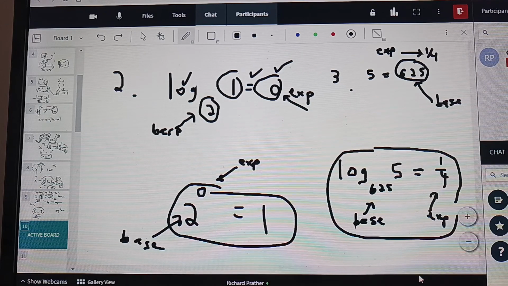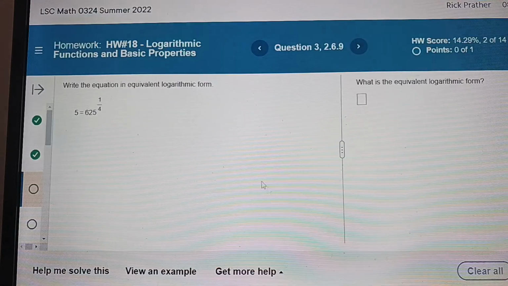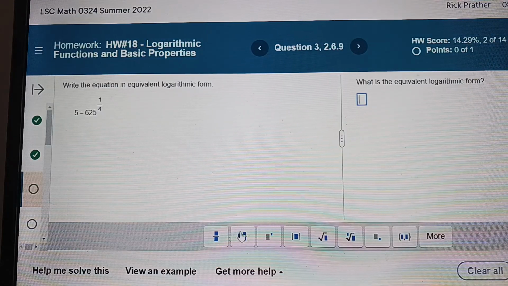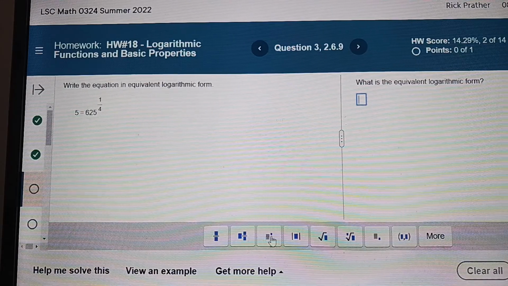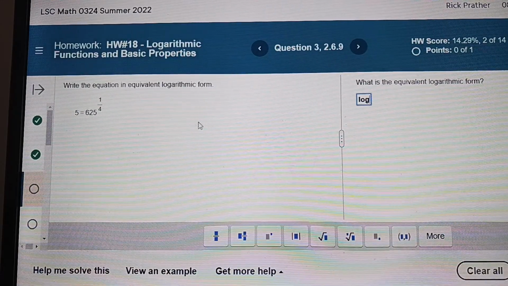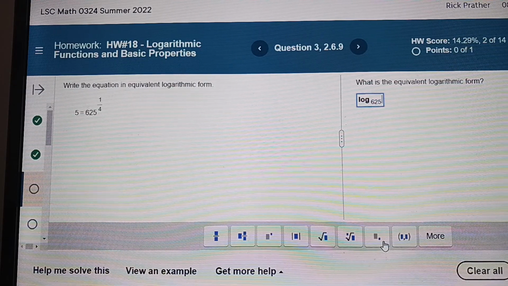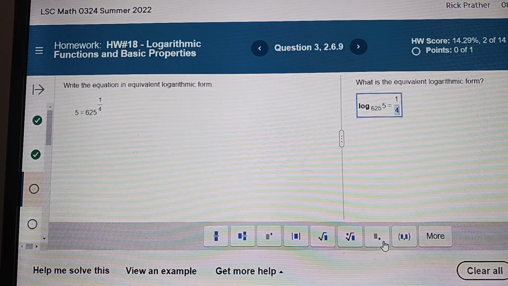So again, you're not solving anything. You're just trying to write this in an equivalent format. Log base 625 of 5 equals 1/4. Sometimes they have a LOG button down here, but I think you can just type LOG, and then you need a subscript. You know how you have this exponent button? This is the subscript button. That's how you get the 625 down low. Now you need to right arrow and get back up to the main level. And then this was where the 5 was, and then equals 1/4.